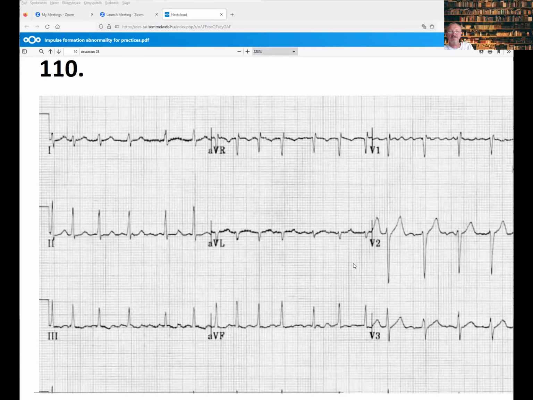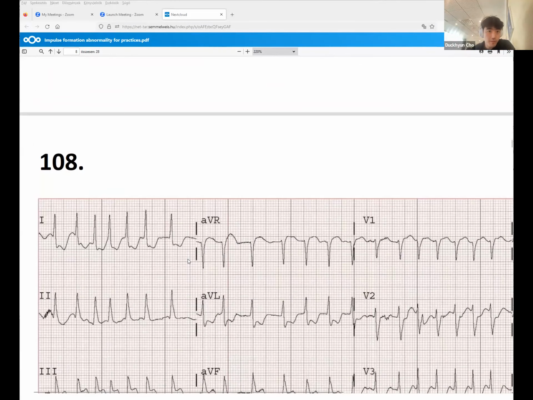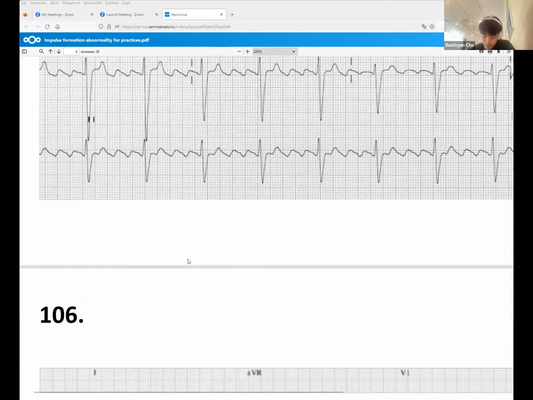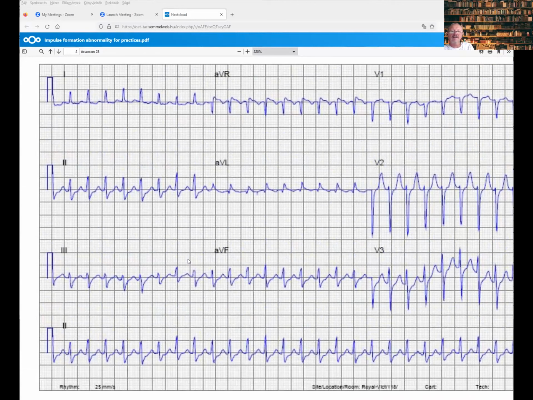Now, who has this? 110. Professor? Yes? Can I ask a few questions about 104? If I misunderstand that P wave... No, I don't see any P wave. Yeah, basically, I cannot distinguish the P wave.